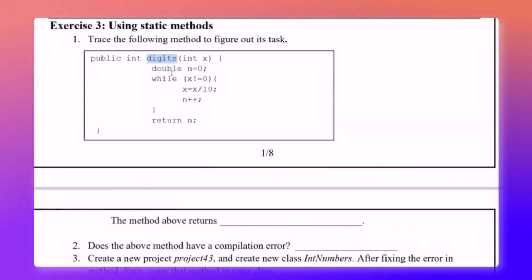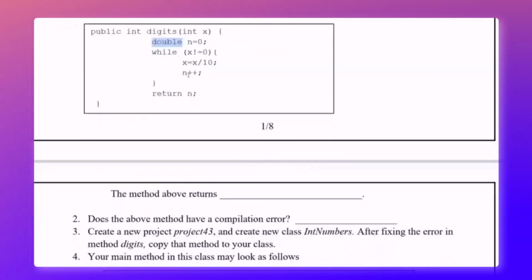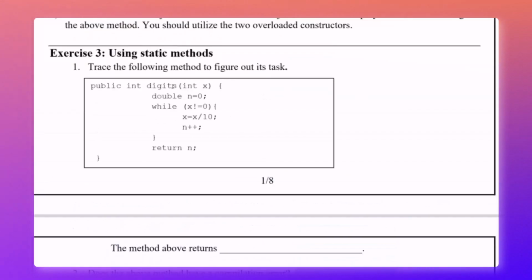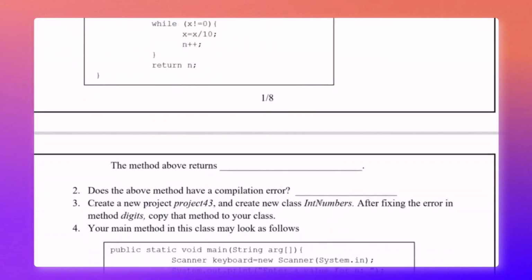There is one error in it. Here we say double what? But the method returns what? And this method will not run, because here you say I am going to return an integer, but actually n is what? And n should be an integer because the number of digits in a value is an integer value. So how to fix the error? Just change the type of n to integer.